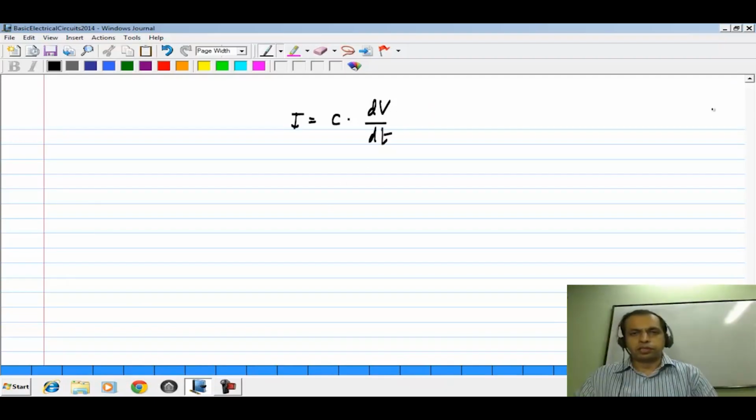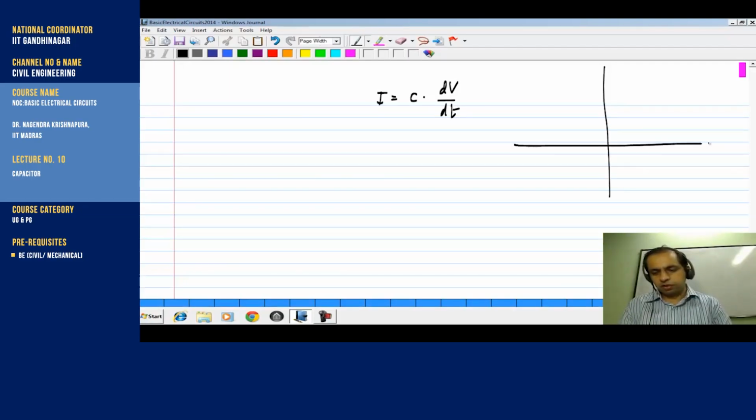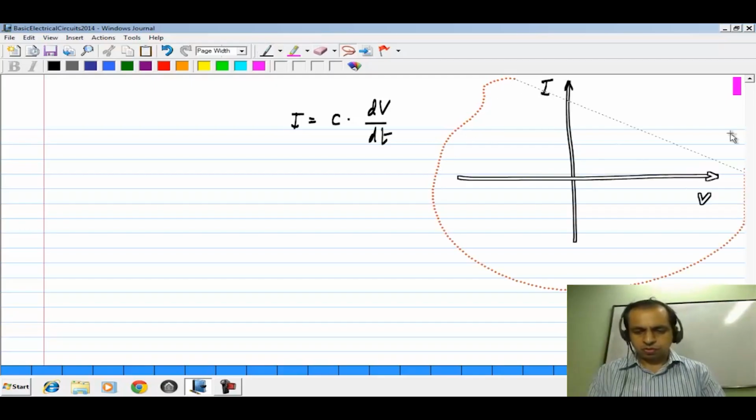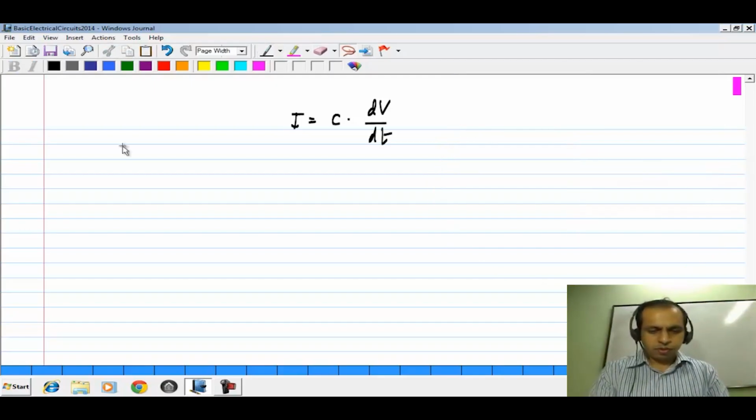Because the IV relationship of a capacitor consists of a time derivative, we cannot draw a graph of I versus V. That is possible only if a particular value of V gives a particular value of I or vice versa. In this case it's not possible.